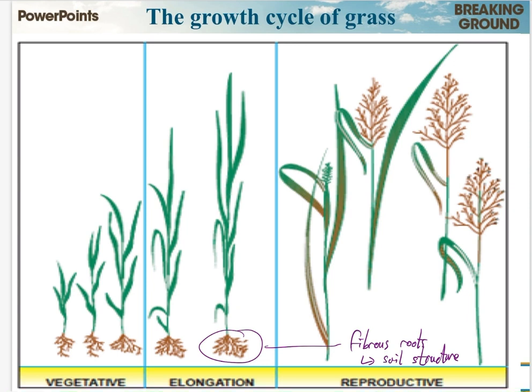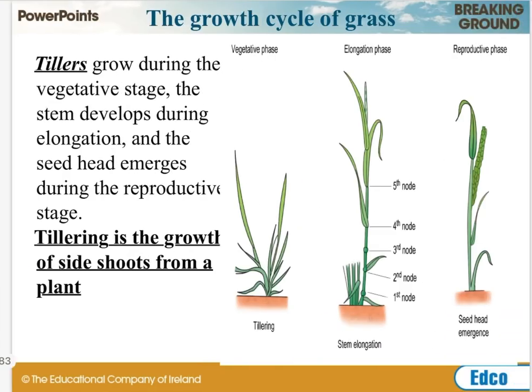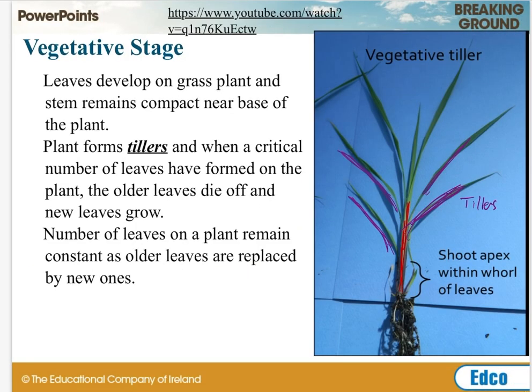So just a little pointer here, we're looking at the fibrous roots in our grass. Our fibrous roots are the type of roots grass has, and they're very good for binding the soil together, improving our soil structure. As we mentioned, the vegetative stage is the first stage of our grass growth cycle, and what develops is our leaves, and the stem remains compact near the base of the plant, providing support for the leaves.